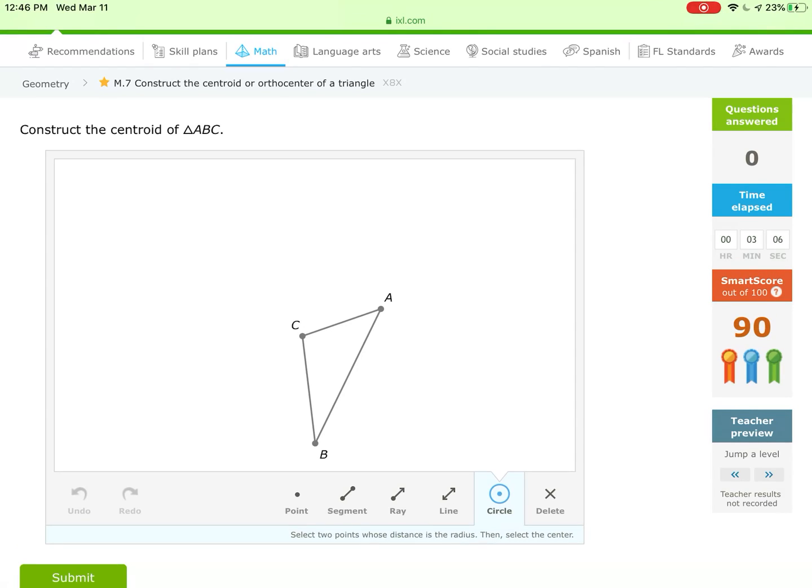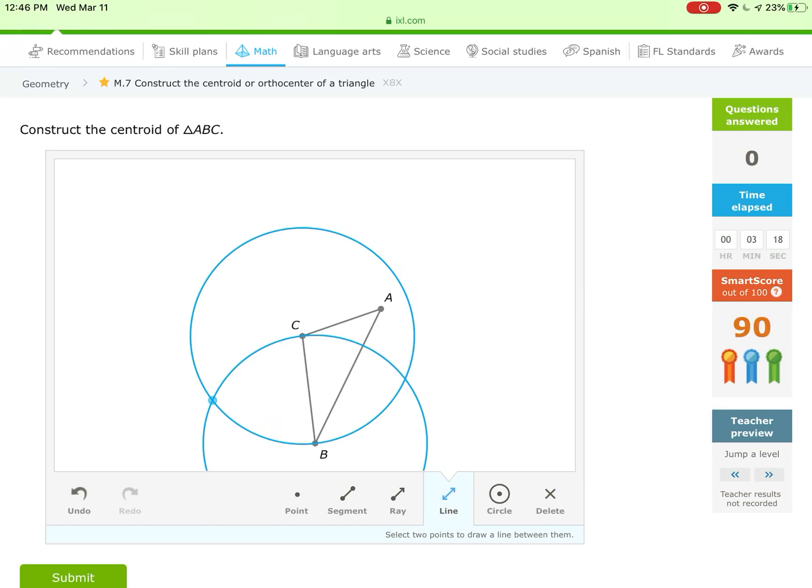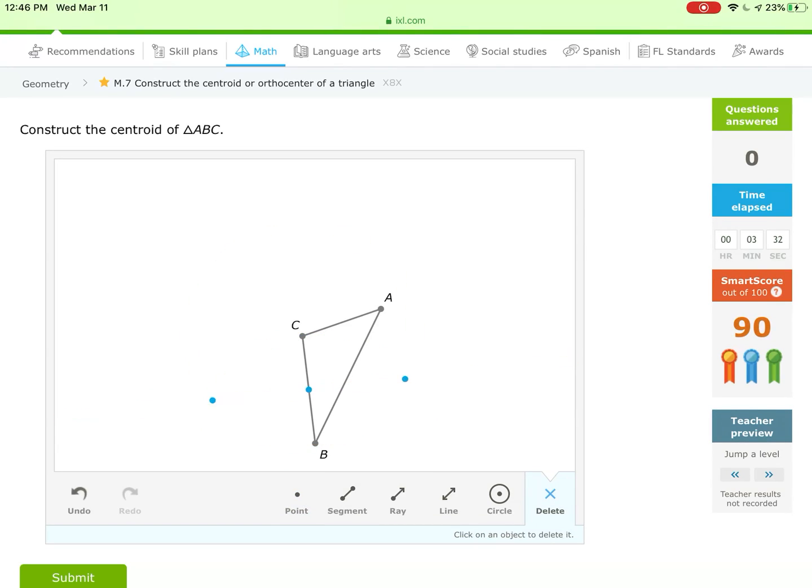So what we're going to do is grab the circle tool, make a circle of radius B to C, drop it at C, another circle from C to B, drop it at B, take the line tool and connect the two intersections of these two circles. And then at that spot right there where I'm putting the blue dot on CB, that is the midpoint of line segment BC, or side BC. Let's go ahead and delete these circles. Oh no, I can't delete the line. Leave the line there.